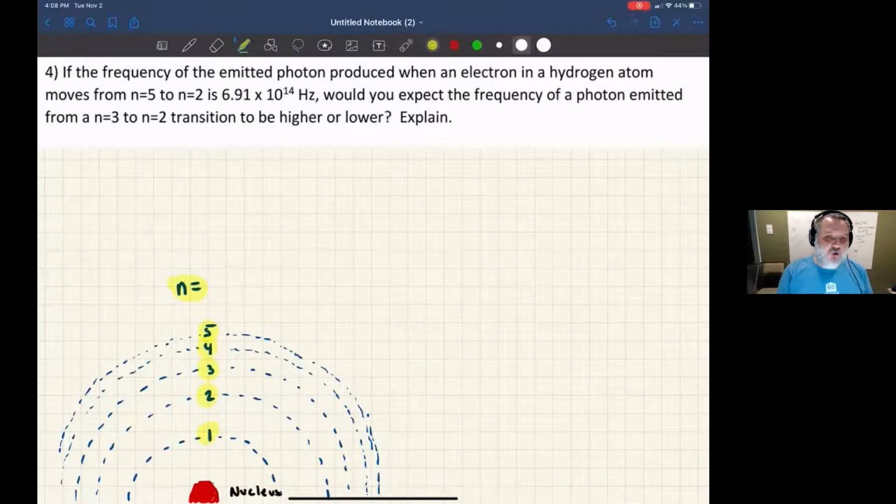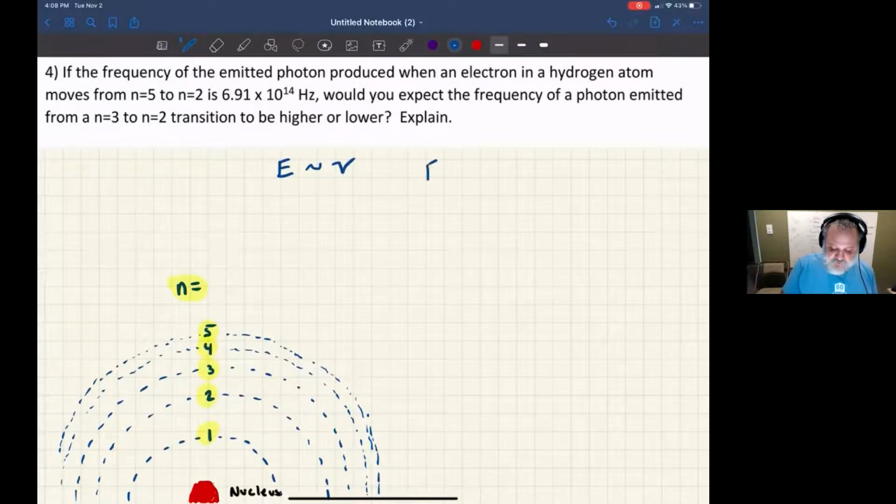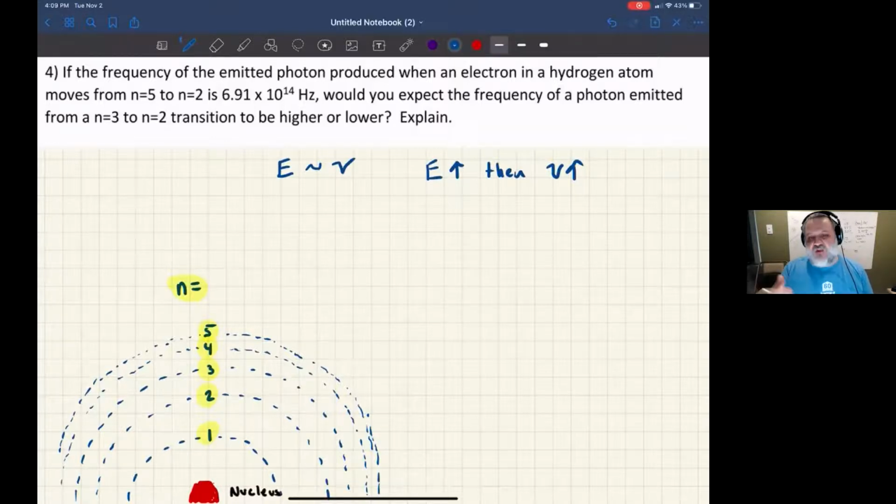That's important to know. Now, let's go back to the energy for the photon. We should know that energy is directly proportional to frequency. And so what that means, and this is from our electromagnetic spectrum diagram, is that if the energy goes up, then the frequency goes up too. We know that from being able to draw our electromagnetic spectrum and relate it to energy, wavelength, and frequency. Okay, so now let's get into this particular problem.